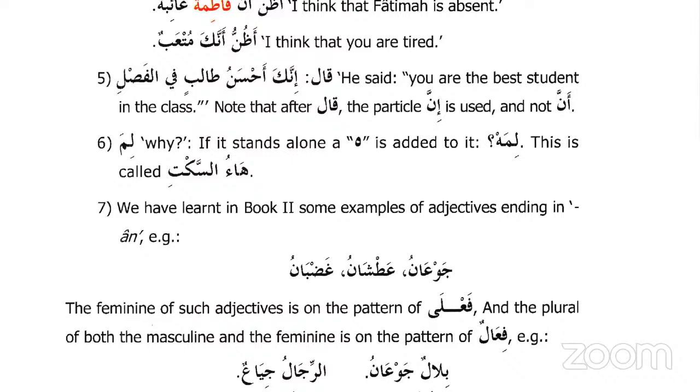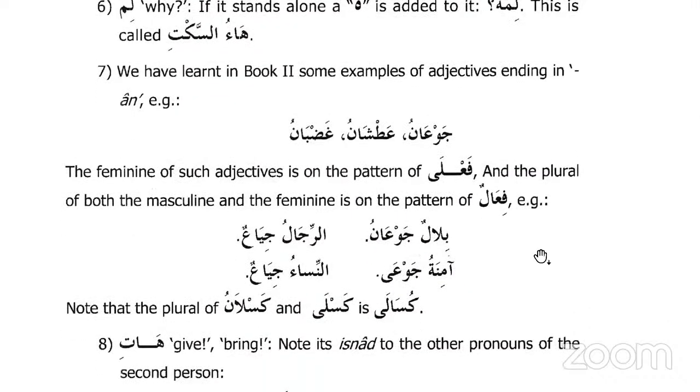Number 7, we have learned in book 2 some examples of adjectives in an, for example jaw'anu, atshanu, ghadbanu. The feminine of such adjectives is on the pattern of fa'ala, and the plural of both the masculine and feminine is on the pattern of fi'alun. For example, Bilalun jaw'anu, Bilal is hungry; Rijalu jia'un; Minatu jaw'a; Nisa'u jia'un.